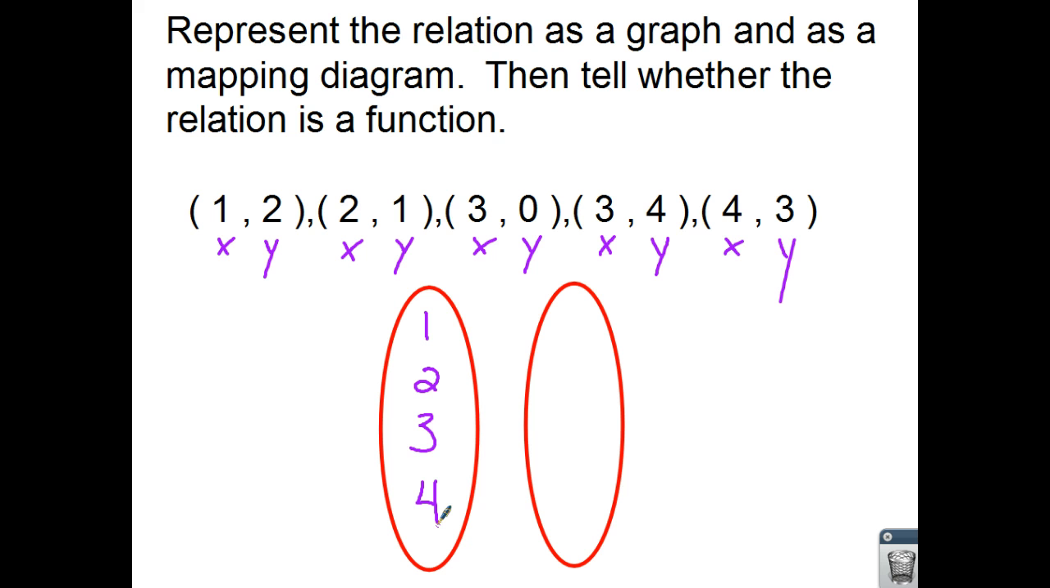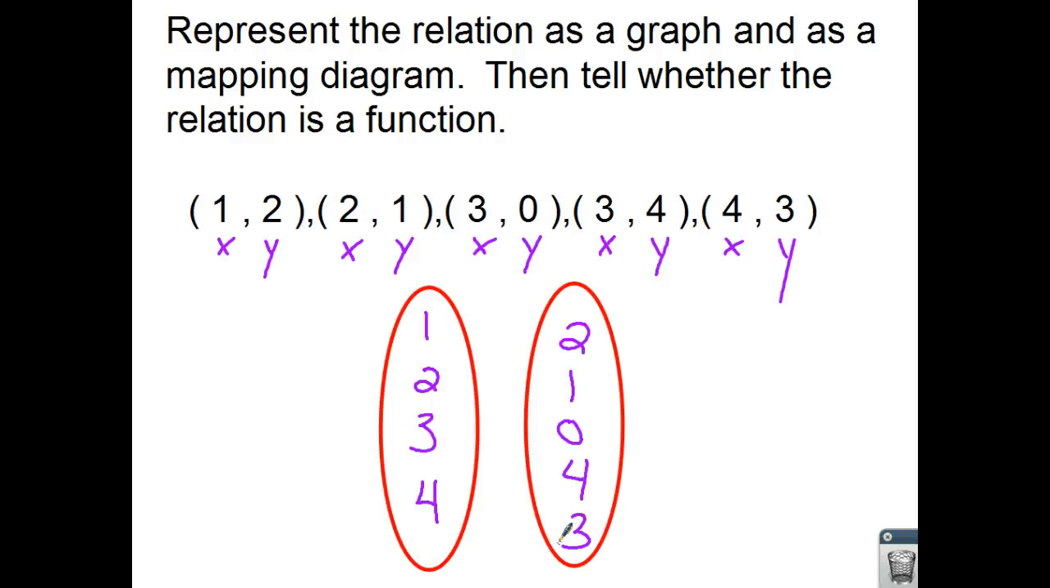And now let's go with our y values. I'm not going to put them in number order. I'm going to keep them as they are. So I have 2. I have 1. The next one is 0. The next one is 4. And the last one is 3. And I don't have any repeats there. They're all separate numbers, so looking good.